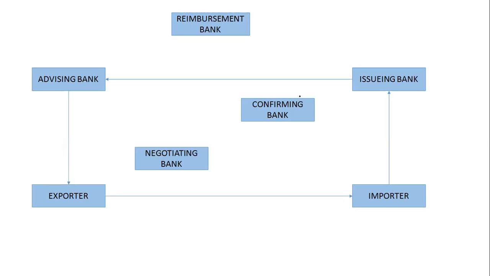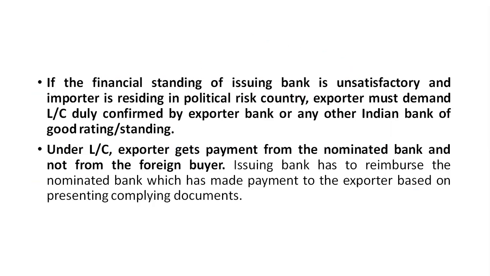Now he collects all the documents. Once he collects all the documents, he submits them to the negotiating bank. The negotiating bank submits all the documents to the confirming bank. The confirming bank forwards these documents to the issuing bank. Finally, the issuing bank receives all the documents and starts the payment. So it transfers the payment to the reimbursement bank, the reimbursement bank transfers to the negotiating bank, and the negotiating bank transfers to the exporter. This is what the LC is in the case where more than two banks are involved.